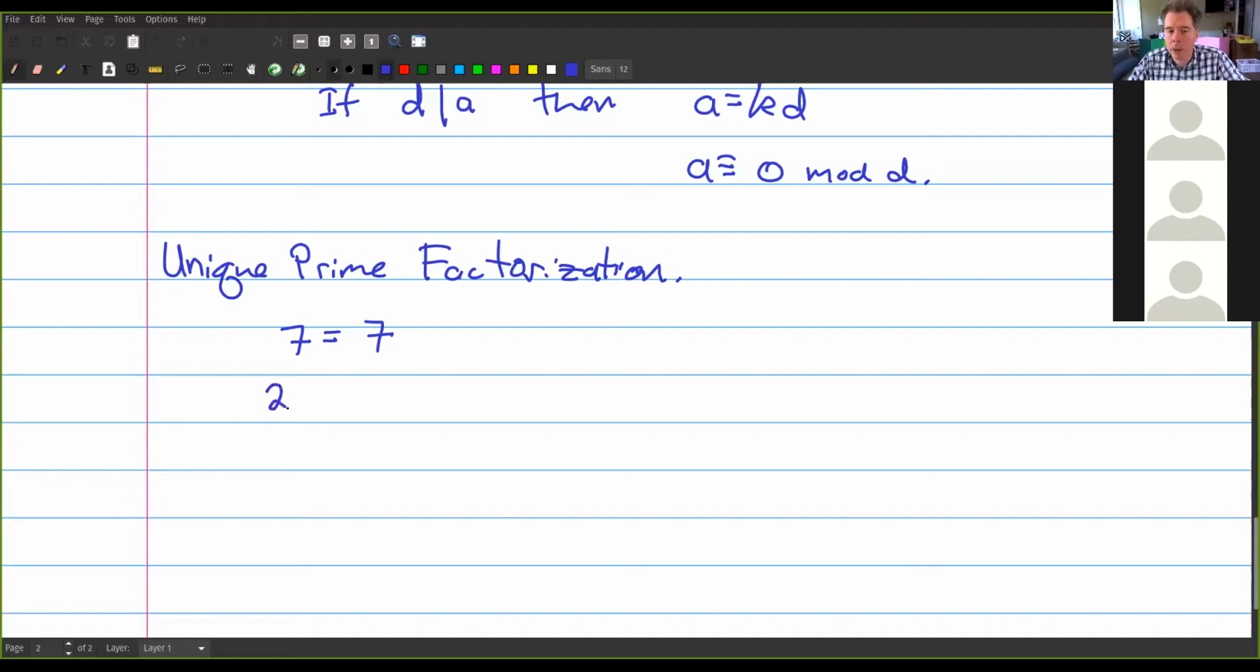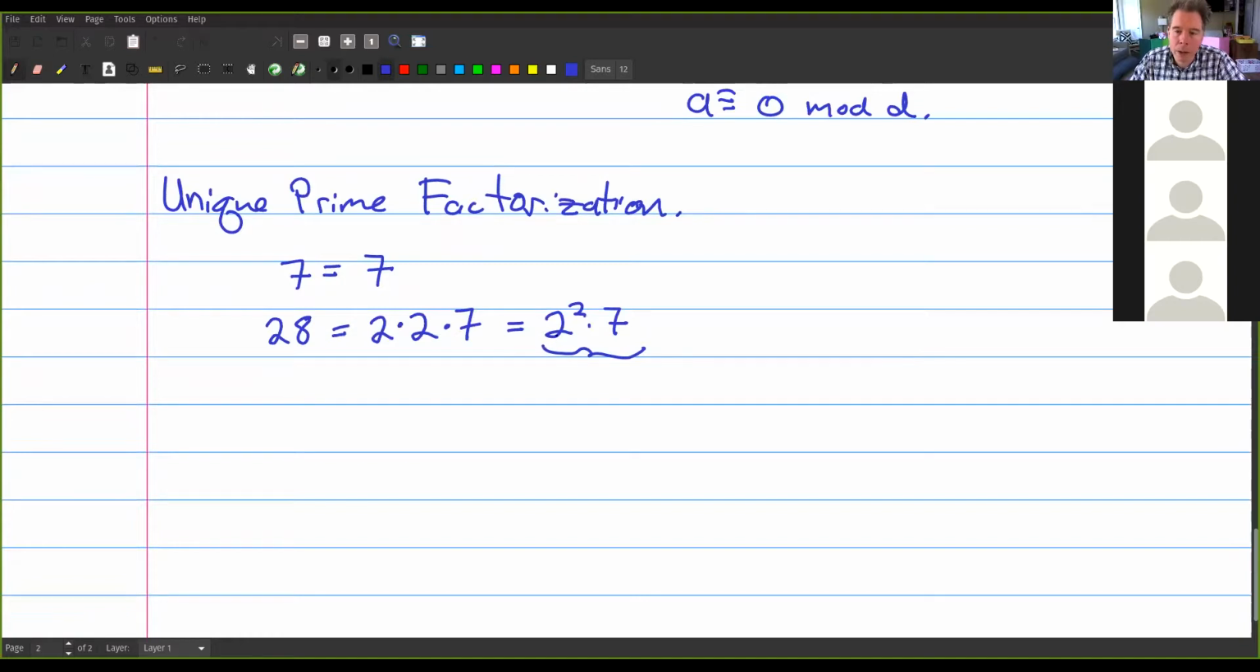How about, let me pick one to get us started here, 28. So 28 is 2 times 2, that makes 4, times 7, which I can write as 2 squared times 7. So I've written 28 as a product of prime factors. And the primes are unique. There is no other way to express 28 as a product of other primes. So it has 2 factors of the prime 2 and 1 factor of the prime 7.